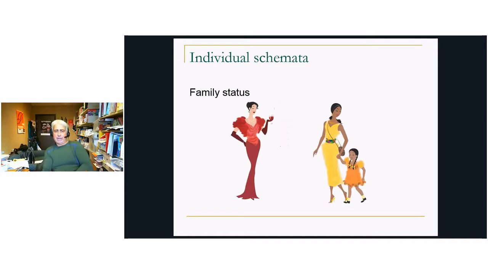Family status may also play an important role in the individual schemata. For example, in this case, the woman on the left, we assume she is childless. She's spending time drinking wine at some fancy party. She would have a different concept of, for example, small children than the mother on the right.